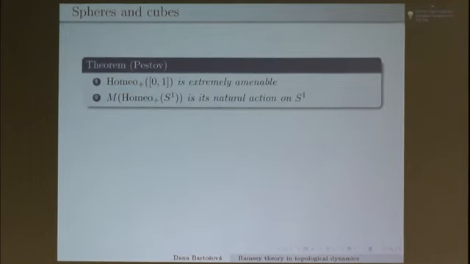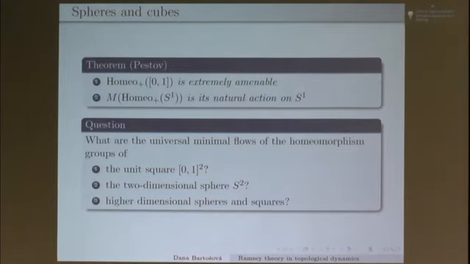So the easiest one that we actually know something about in the continuous world would be the interval and the group of homeomorphisms that preserve the orientation, and this group is extremely amenable. This is a result by Pestov, and you can derive this from extreme amenability of the group of automorphisms of Q as a linear order. And then from there, you can also get that the universal minimal flow of order-preserving homeomorphisms of the sphere is its natural action on the sphere itself. So these both can be obtained from Q, but surprisingly, this is where we end in this direction.